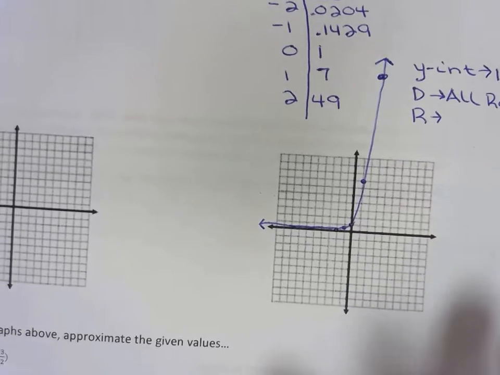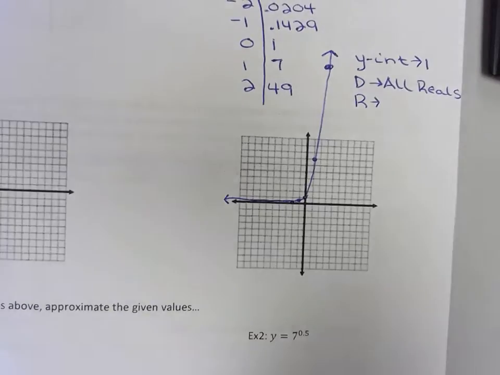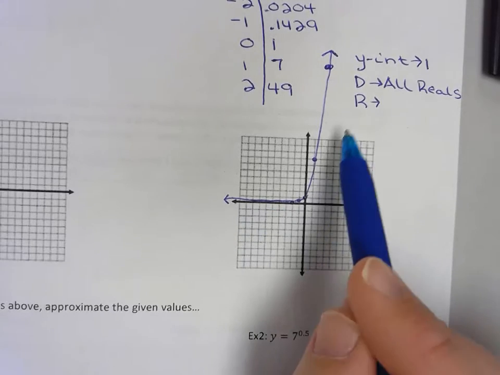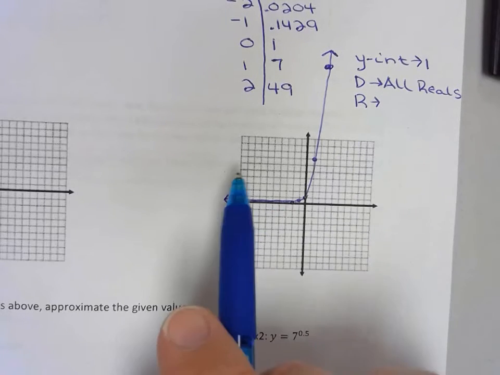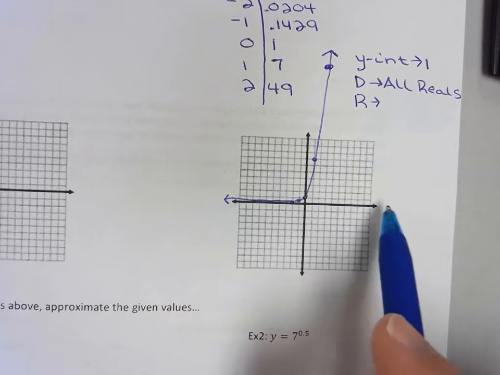What that means is that the graph exists for all x values. It keeps on going. There's no ending point to the left and there's no ending point on the right. So it's going to be all real numbers. We're looking at x values, so left to right, the horizontal axis.